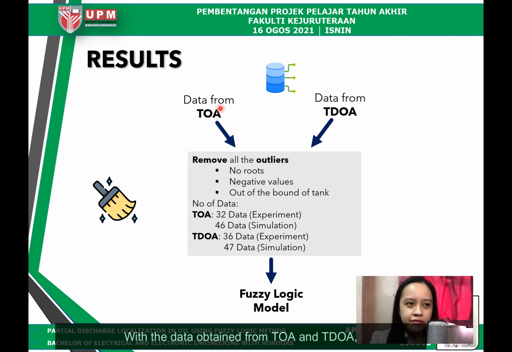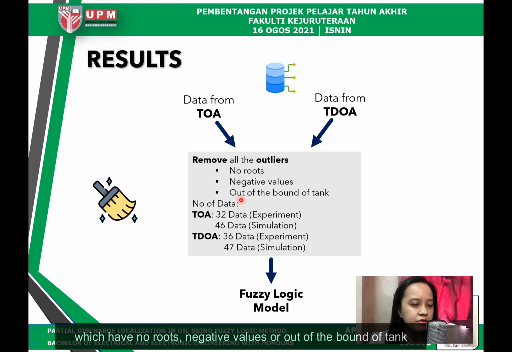With the data obtained from TOA and TDOA, some cleaning is to be done to remove all the outliers which have no roots, negative values, or are out of the bound of 10, because this will affect the accuracy. And these are the number of data left after cleaning. Then this data will be fed into the fuzzy logic model.